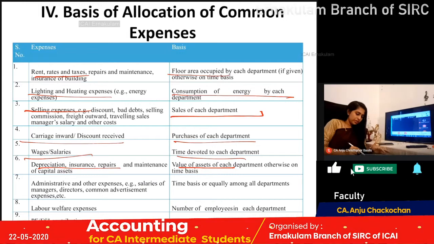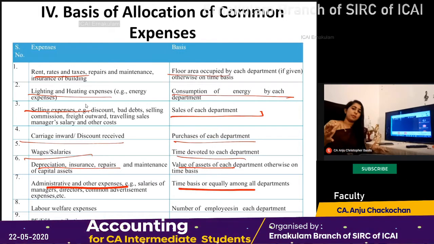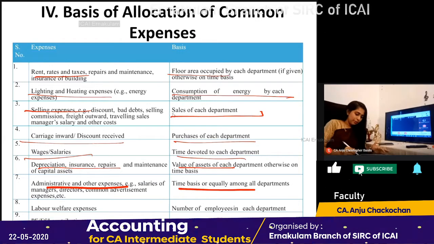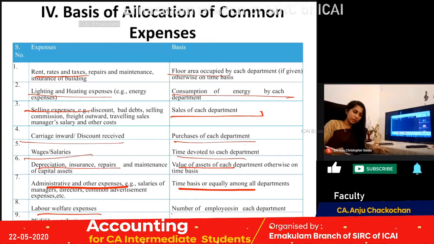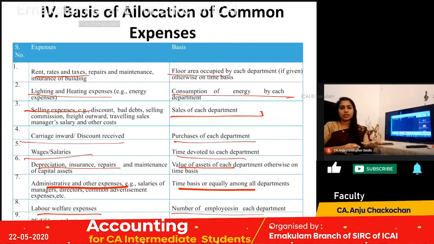So administrative and other expenses on the basis of the number of employees or the time each employee devotes for that. The labor welfare expenses on the basis of number of employees. PF and ESI also is on the basis of wages or number of employees involved. All right, so this was the basis of how we allocate the common expenses.